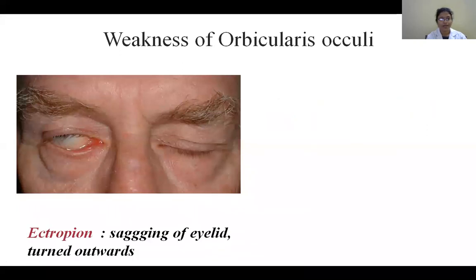Also at the same time, you see the lower eyelid is sagging, meaning it is turned outwards. So this is known as ectropion. So ectropion is sagging of the lower eyelid, or it is turned outwards. Now why is this important?